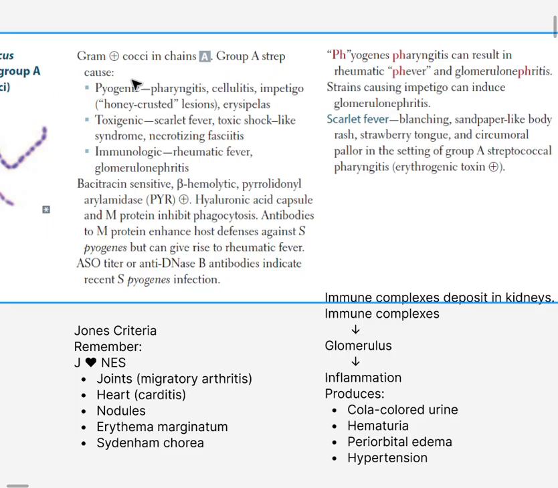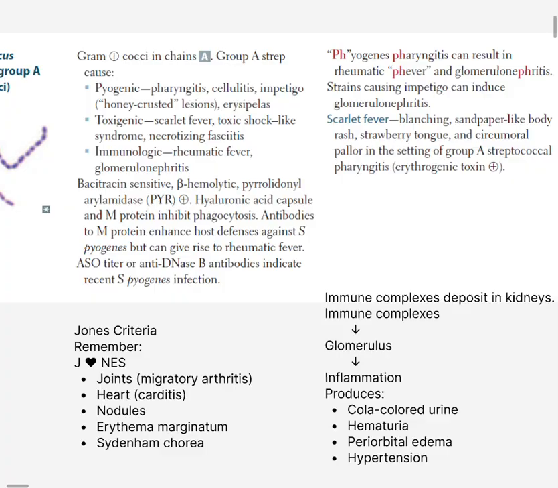Lab identification, we'll go back to our algorithm, which we said: beta hemolysis was done, bacitracin was done. This was sensitive to bacitracin, and it was positive on the PYR test.